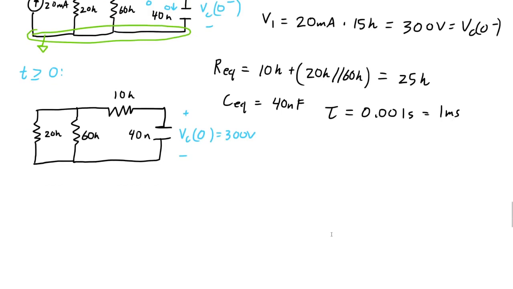So now we can go ahead and set up an equation to find the Vc infinity, because we know Vc 0, we know tau, we just need Vc infinity. So to do that, I'm going to use my new equivalent circuit that we just made.